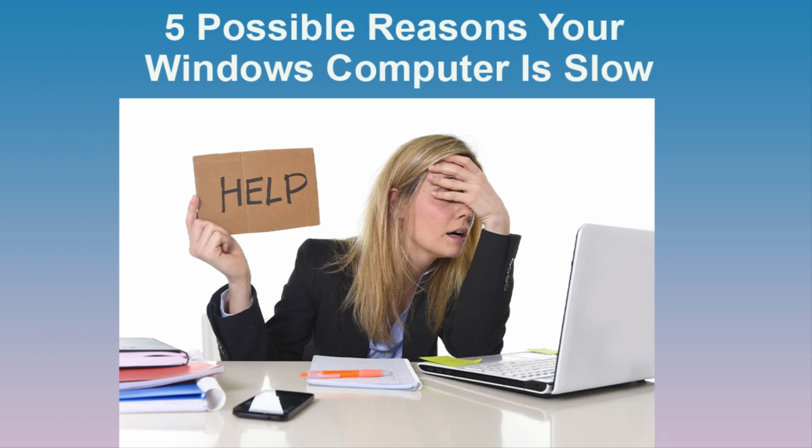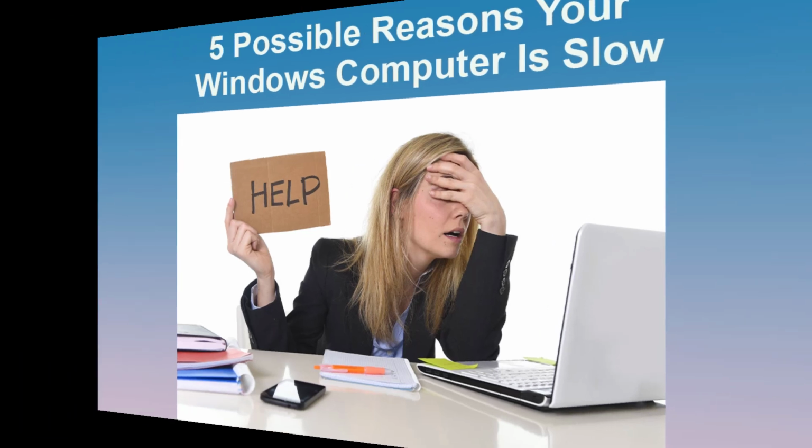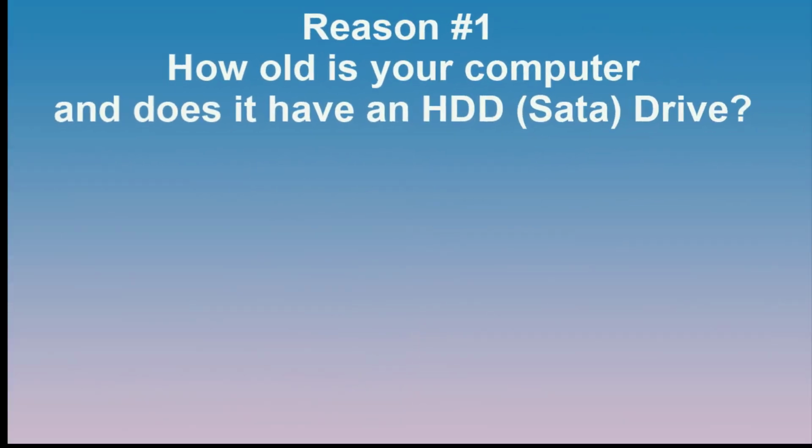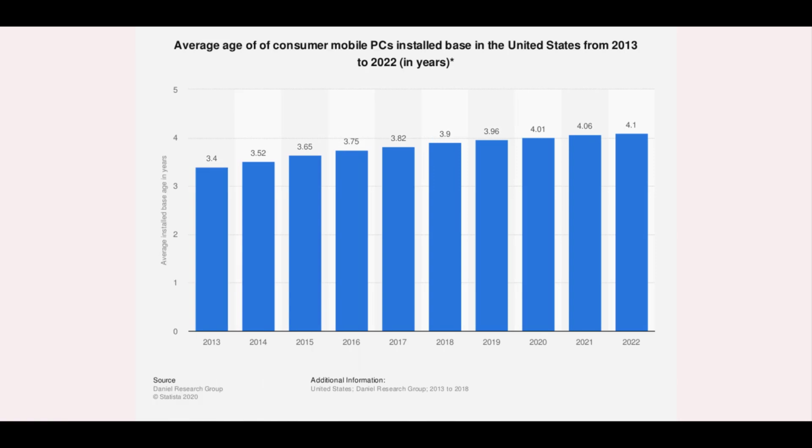In this video, we're going to look at 5 possible reasons your Windows computer is slow. Reason number 1, how old is your computer and does it have an HDD drive? As your computer ages, it tends to slow down. The processor slows and the hard drive too, especially if it's an HDD.